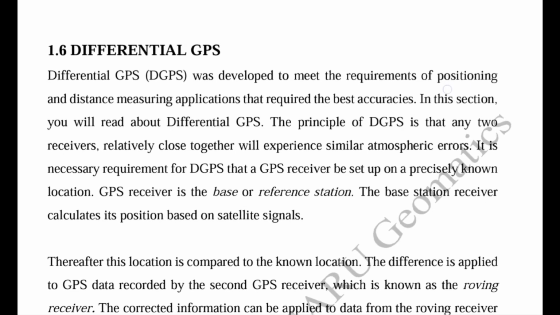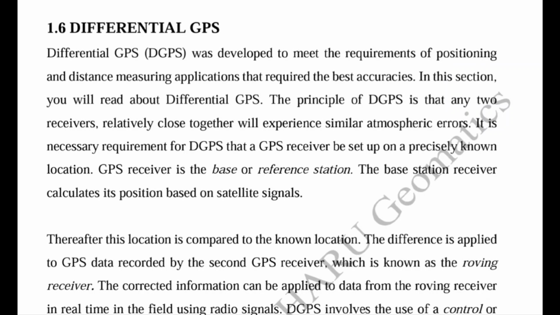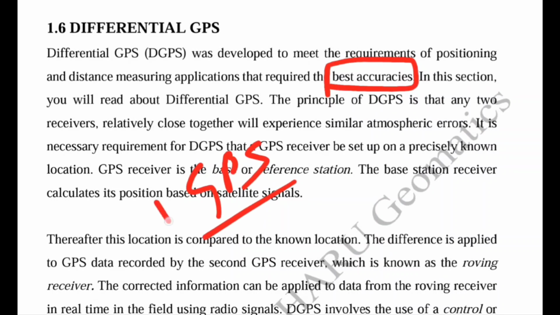So first of all, we have to understand what is DGPS. DGPS is the Differential Global Positioning System, and DGPS is actually a technique that meets the requirements of calculation of positioning and distance measuring applications with the best accuracy. Means GPS calculates the position, but DGPS can calculate the position with accuracy.